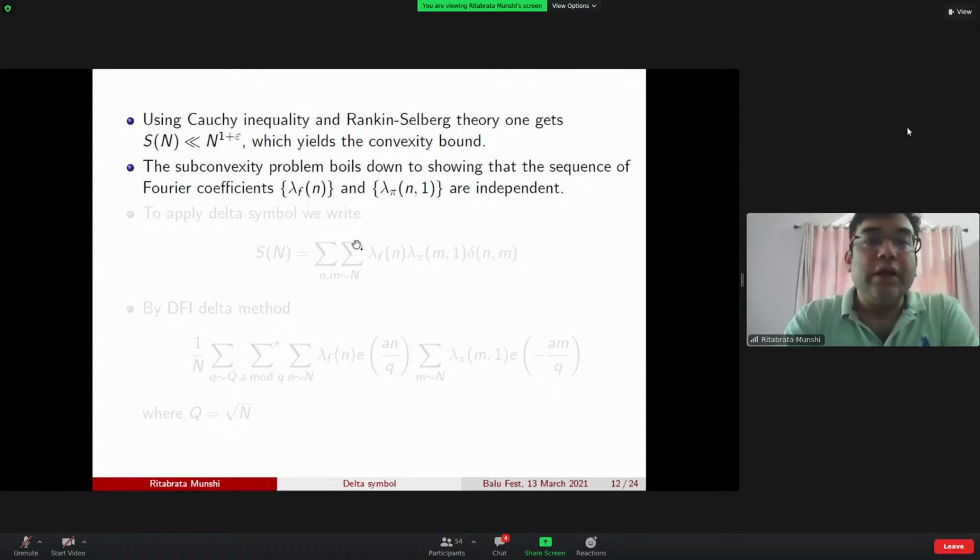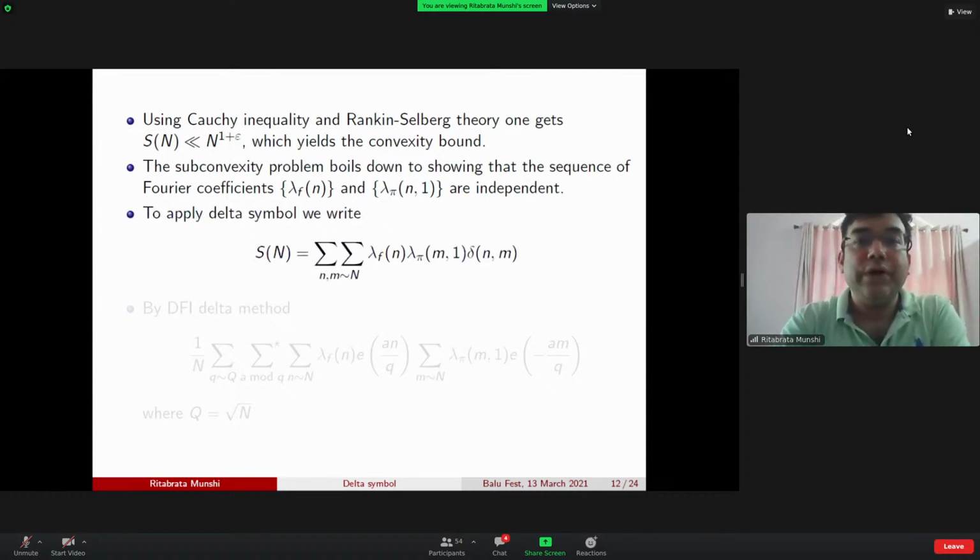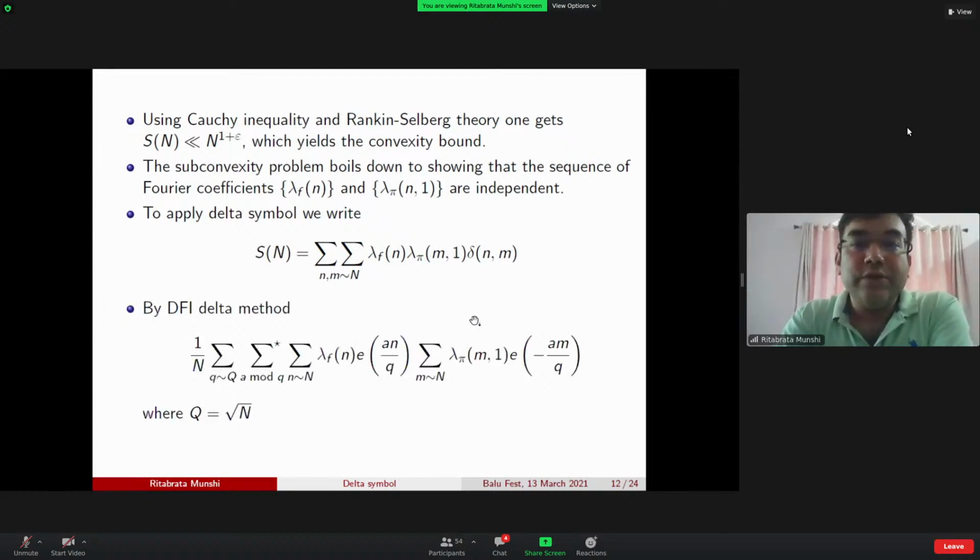As I said, we follow the recipe. We apply the delta symbol. So we separate the oscillation of the GL2 Fourier coefficient from that of the GL3 Fourier coefficient, delta(n, m). And then we use an expansion for delta(n, m). And here I'm going to use the Duke-Friedlander-Iwaniec delta method. So that will introduce these trigonometric functions. And then there was a slightly complicated function over here.